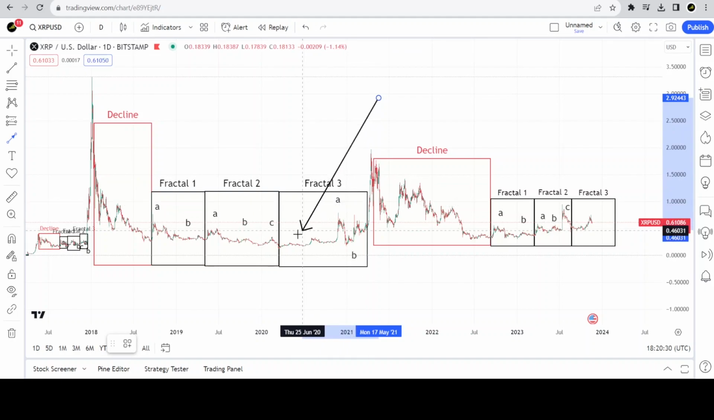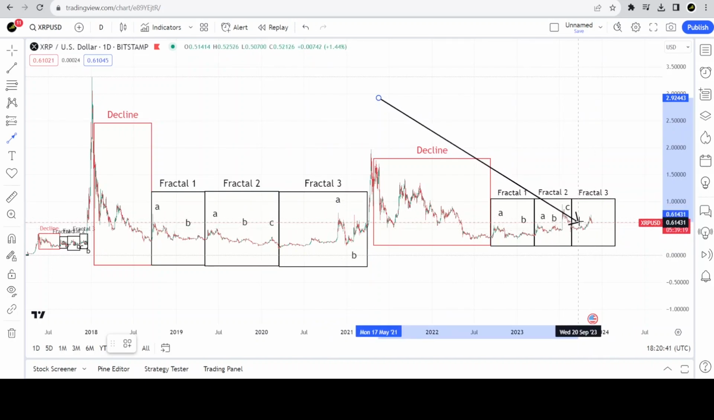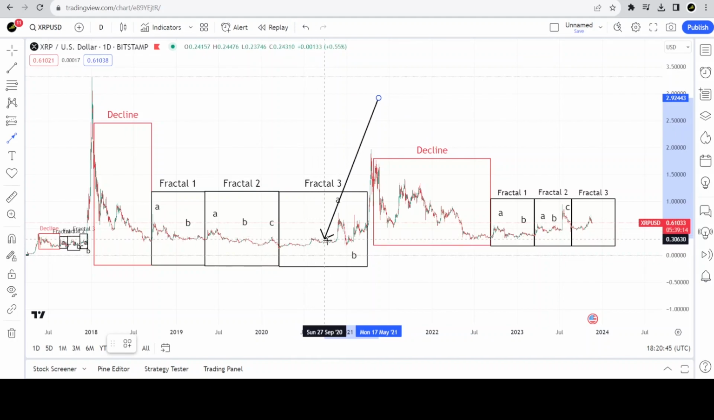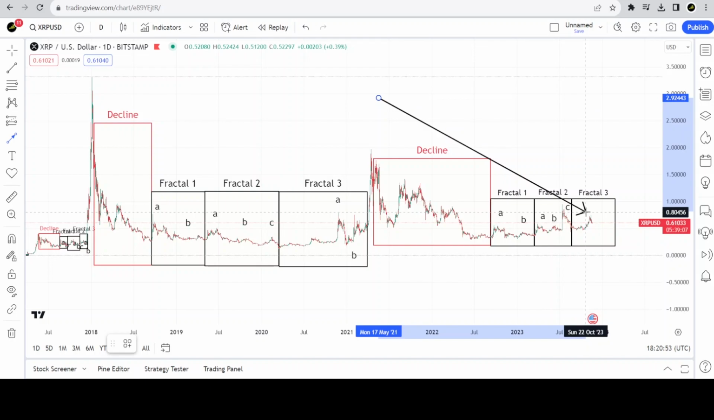So in this iteration of it, we have roughly three kind of waves that bring it to a peak. So wave 1, wave 2, and wave 3. The third wave is the peak. So we have completed wave 1 over here. We are now working on wave 2. This original time, it did not go nearly as high as it did today, but that can happen when a fractal repeats.